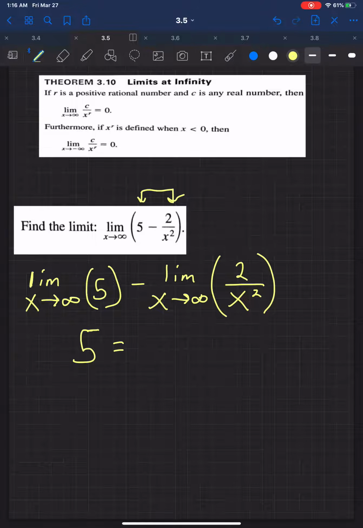Now, as in this other case, this is just like the previous problem. If you divide up something at $2 an infinite amount of ways, this is going to be 5 minus 0, or 5.